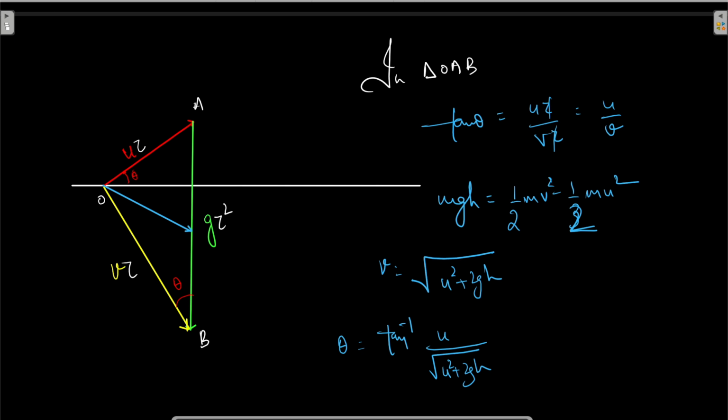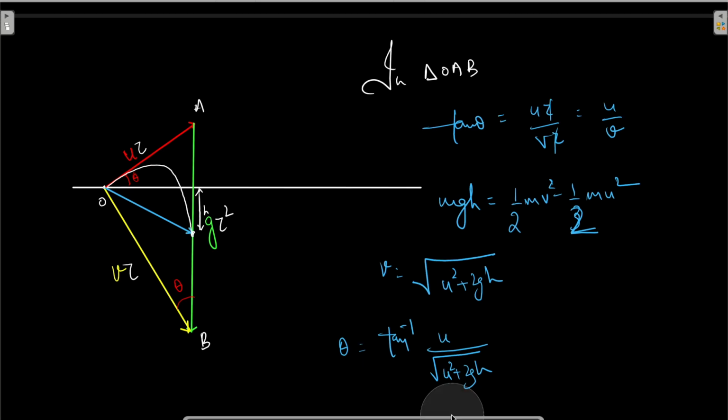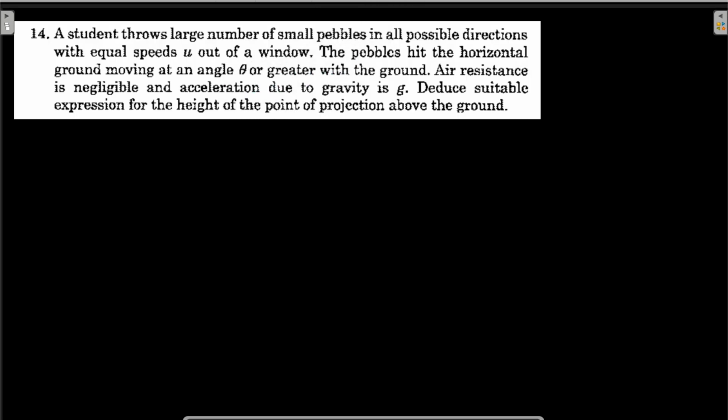Now I'll show how the projectile looks. It begins from here and it falls till this point, and this height is h here. This much is h. This is what I want to show. It starts from here and it ends on the final displacement vector. Okay, so we'll move on to the next problem.